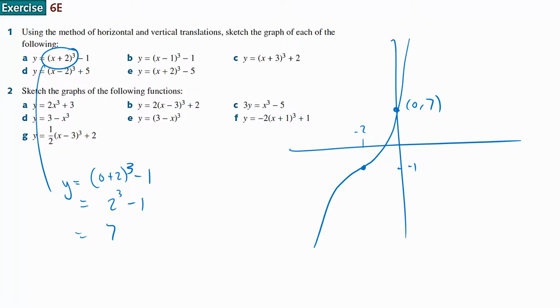That's 6E. So 6E is really just, I'm trying to teach you to read the inflection point form. So I want you to read the inflection point form.